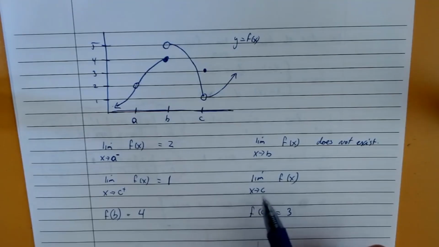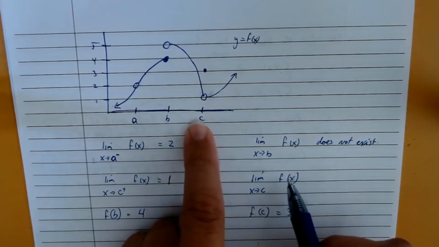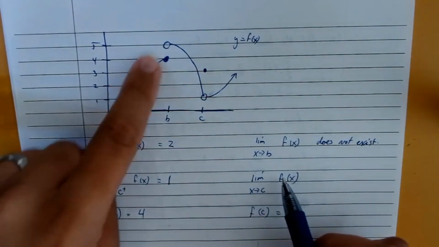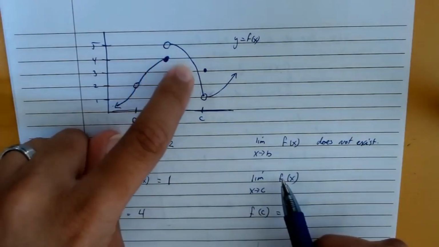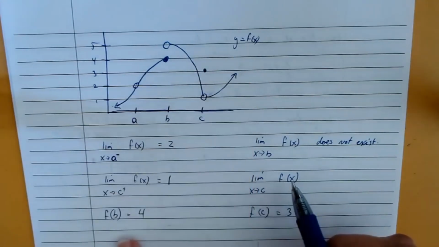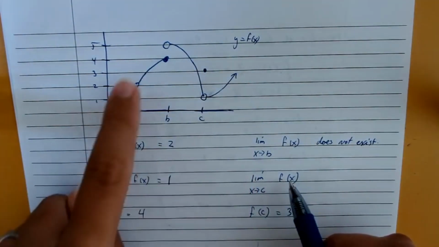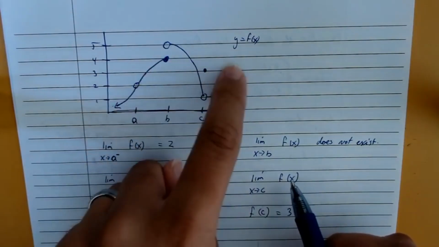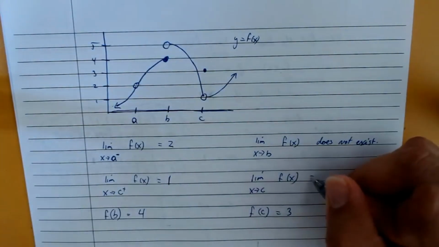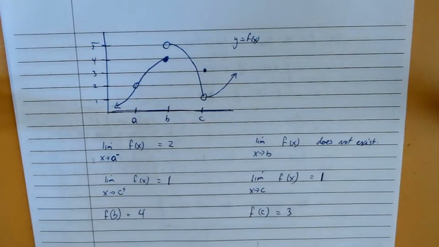What about the limit as x approaches c? Okay, well, here's my c. As I'm approaching c from the left, well, that's shrinking down, 4, 3, 2. That's going down to 1. But from the right, well, we already knew that was going to 1. So from the left, it's going to 1. From the right, it's going to 1. So that means the two-sided limits agree, which means that overall, your limit is 1.